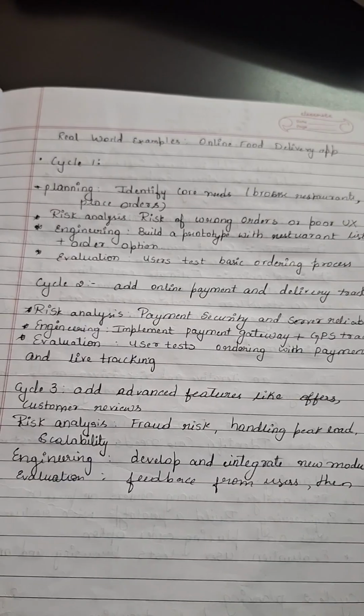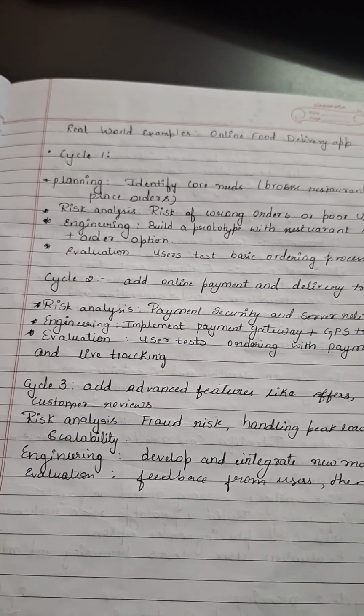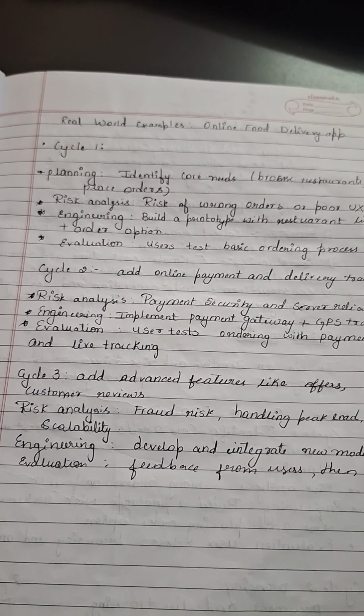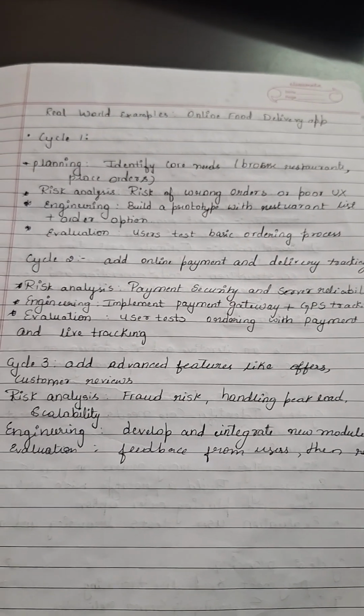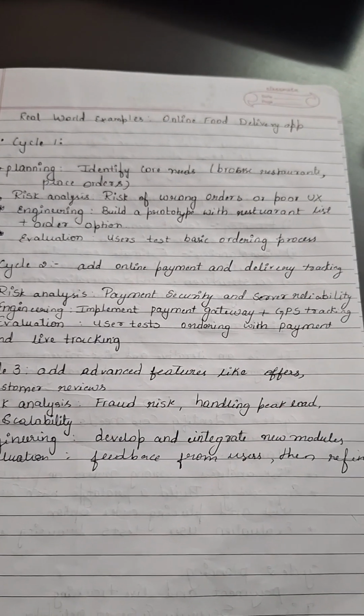Okay. Cycle 3, add advanced features. So cycle by cycle, you are improving the model. Add advanced features; risk analysis: fraud risk and handling, peak load or scalability. Engineering: deploy and integrate new modules. Evaluation: feedback from user, then refine.